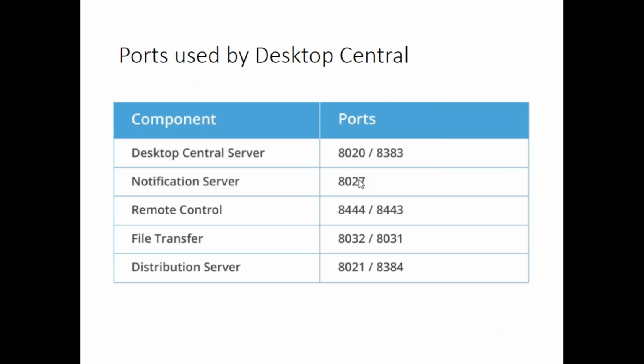Desktop Central uses various ports. All these ports are based on features. For example, in order to perform any on-demand tasks, you will need to open 8020, which is called the notification server port. Likewise, for initiating a remote session, you will need to open 8444 and 8443 over TCP. The product supports both regular and secure protocols.